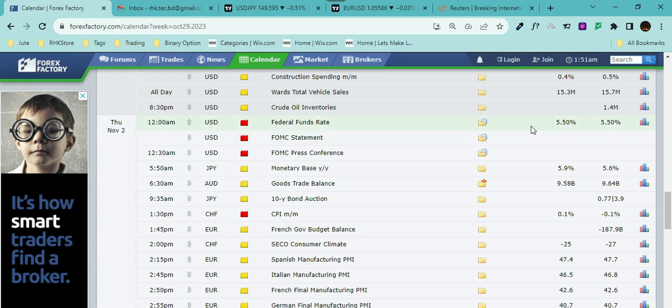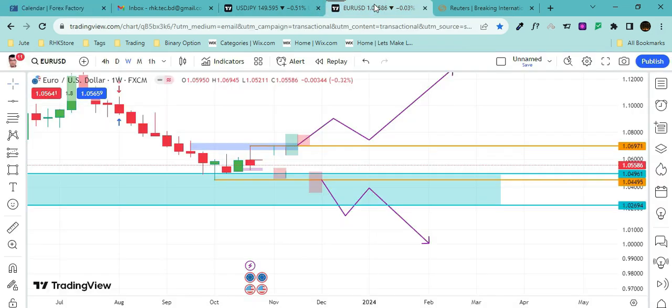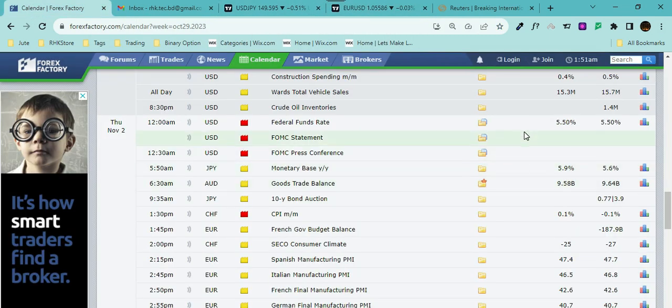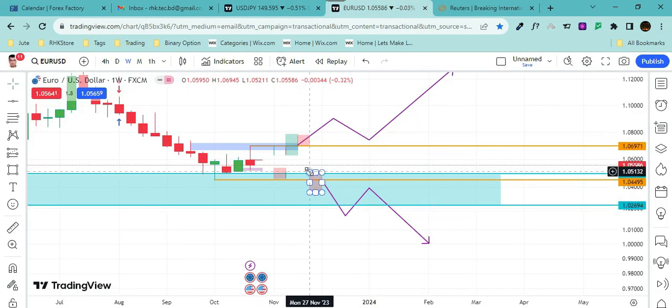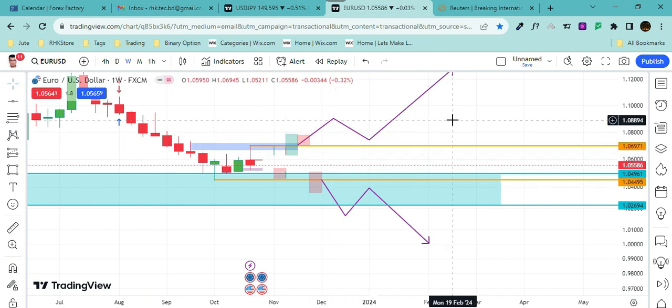So if this rate goes high, we'll see a downside effect. And if the rate remains the same, then even there will be an impact, and I think the euro will gain some edge over the dollar, because for the fundamental analysis, the Palestine and Israel war is creating huge impact.